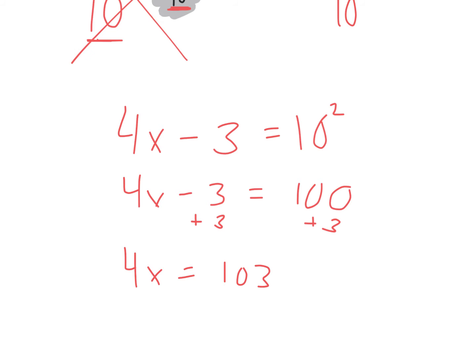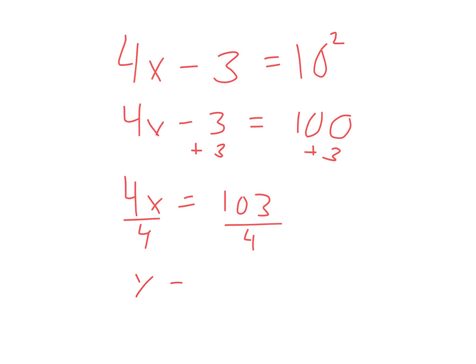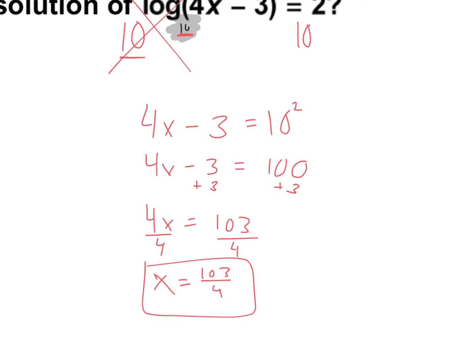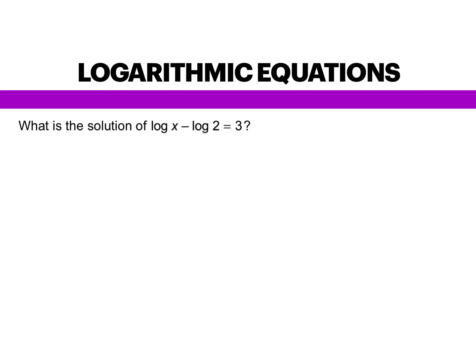And then what do we have to do next? Divide by 4. So x is equal to 103 divided by 4. Since it doesn't simplify, you can leave it like this, or if you want to make it a decimal, you can. I think it would be like 25.75, but you can just leave it like this. And that's your answer. Alright, let's look at the next one.